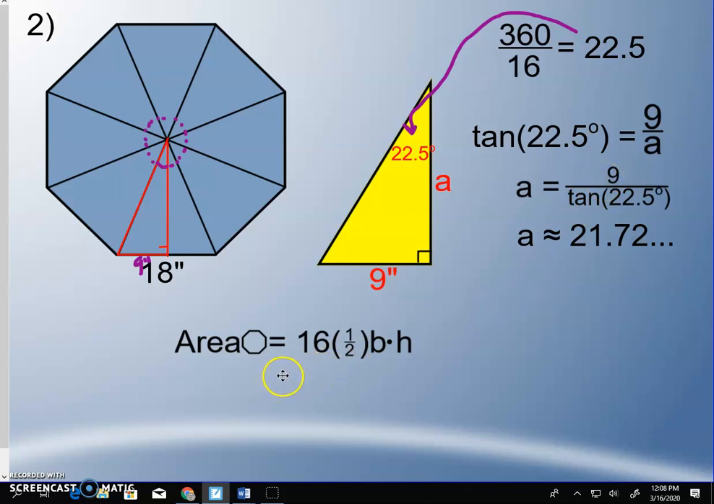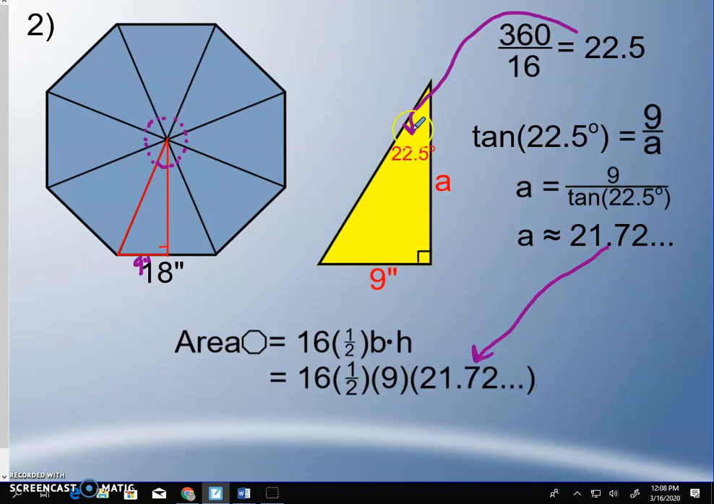So to find the area, we have our formula, step 1. We're going to plug our numbers in, 16 times 1/2 times the base of 9 times this 21.72. And then finally, I want to see the answer.